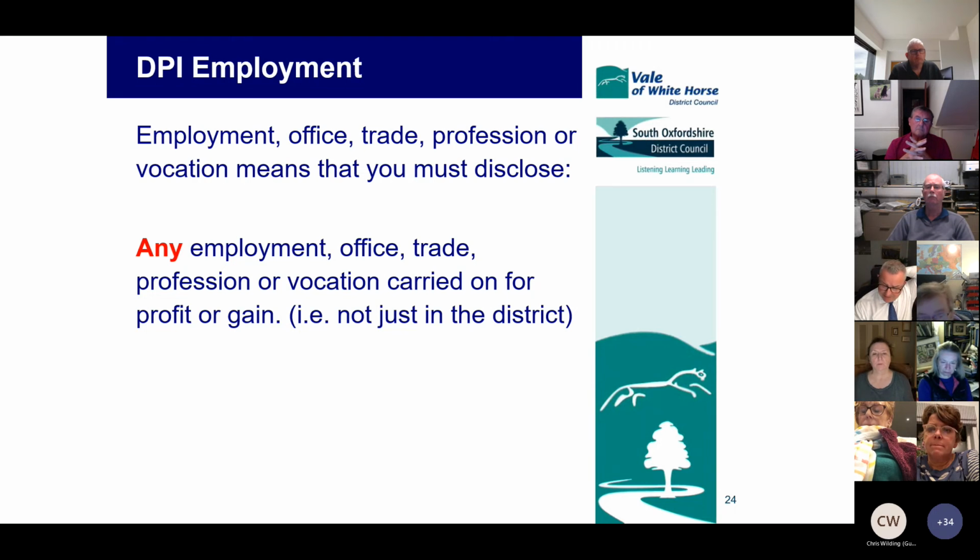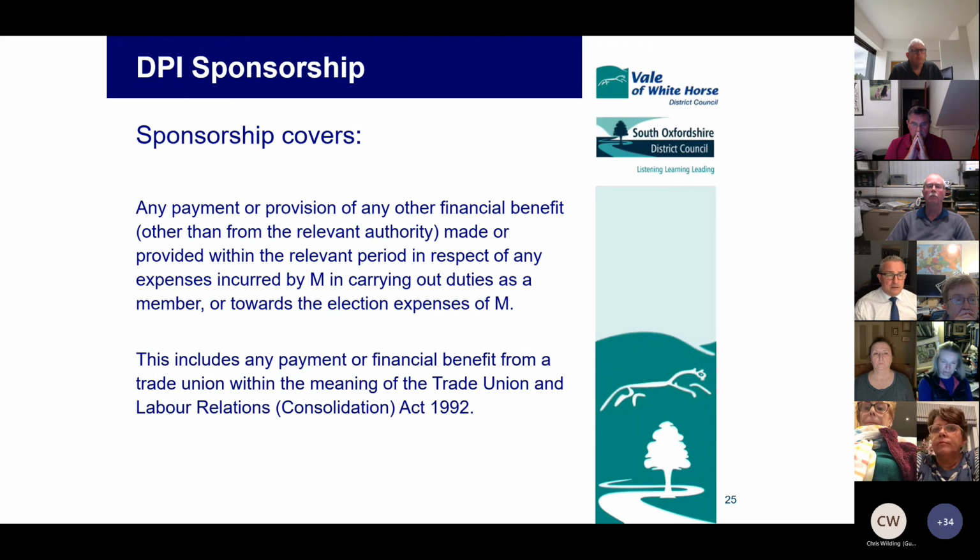But some of these are a bit confusing because some apply just to the area in which your council is situated, and others apply anywhere. So employment anywhere, you have to declare that. Sponsorship, generally in relation to political campaigning, and membership of trade unions. Not such a big issue at parish council level, but something you need to be aware of.